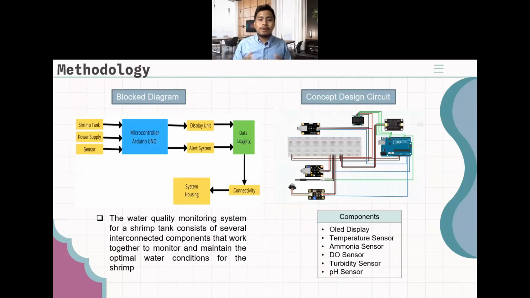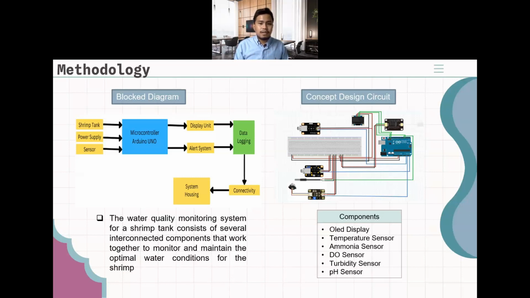Next part, we talk about the block diagram and concept circuit design. For the block diagram, as you can see, the first is the shrimp tank. This is the central component representing the tank or enclosure where the shrimp are housed. It serves as the environment that requires constant monitoring of water quality parameters. Second is the power supply. The power supply is responsible for providing the necessary electrical power to operate the entire system. It ensures the continuous functioning of all components, including sensor, microcontroller, display unit, alert system, and data logging, to maintain uninterrupted monitoring of the water quality in the shrimp tank.